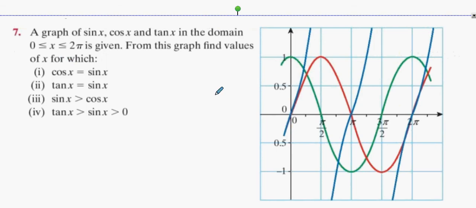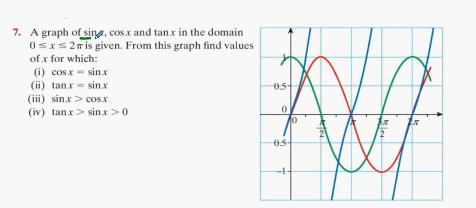Now, in question 7, you can see 3 graphs. You see sine x, cos x. Sorry, cos x is the green line because it starts off at 1. Sine x is the red line because it starts off at 0, 0 and works its way up. And tan x is obviously the blue line.